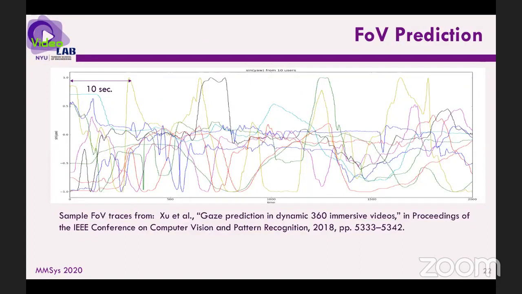So now let me move on to the problem of FOV prediction. Here I show you some sample FOV traces. As you can see, the FOV really changes very dynamically. Even within 10 seconds, you can see that there are a lot of changes. That's very hard to predict.